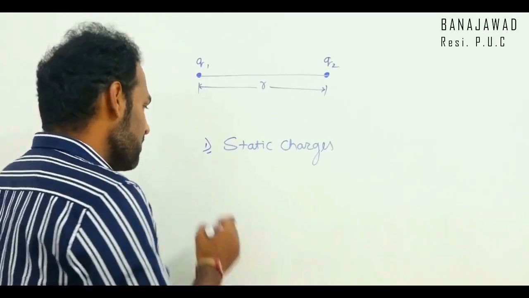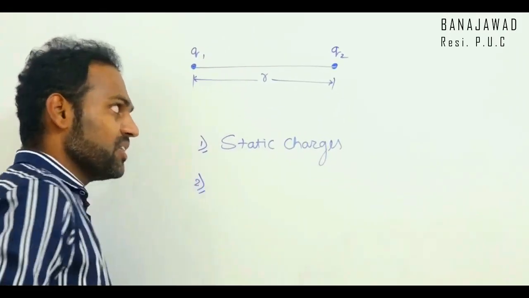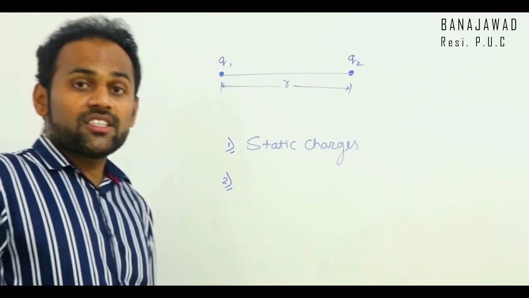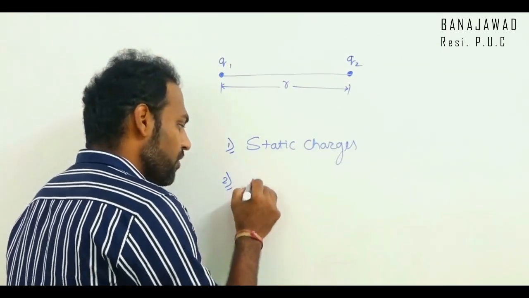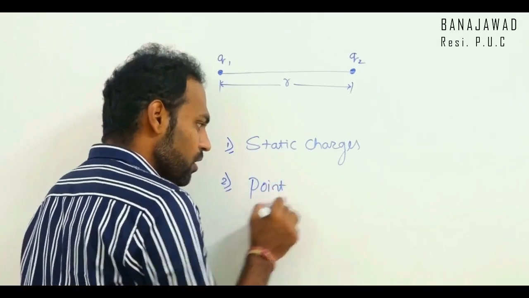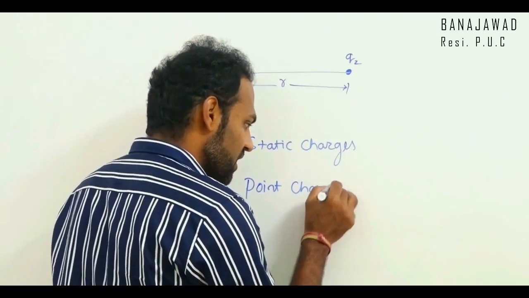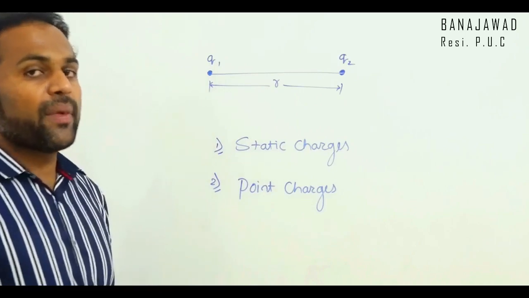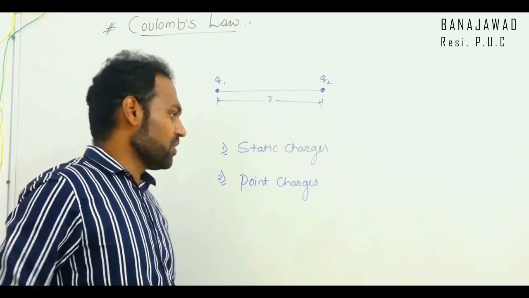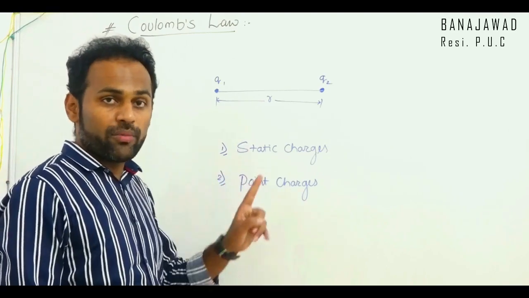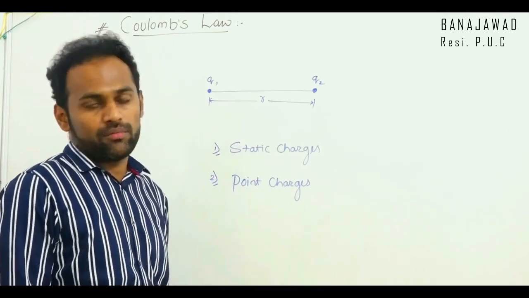The second limitation is that the two charges must be point charges. We already discussed point charges: point charges means the charges which are very small compared to the separation between them. So the two charges must be point charges and they have to be static. Then only we can apply Coulomb's law.